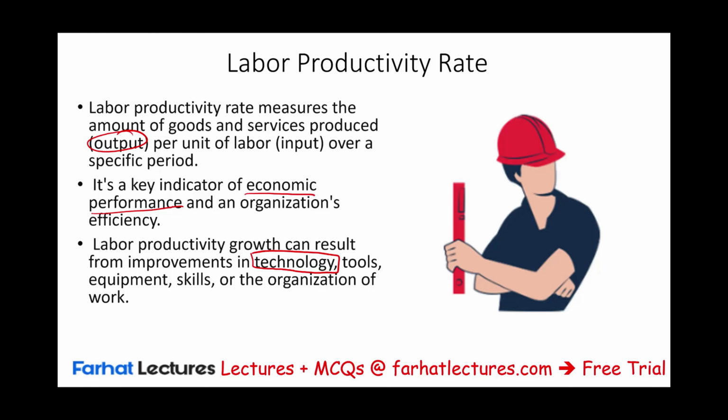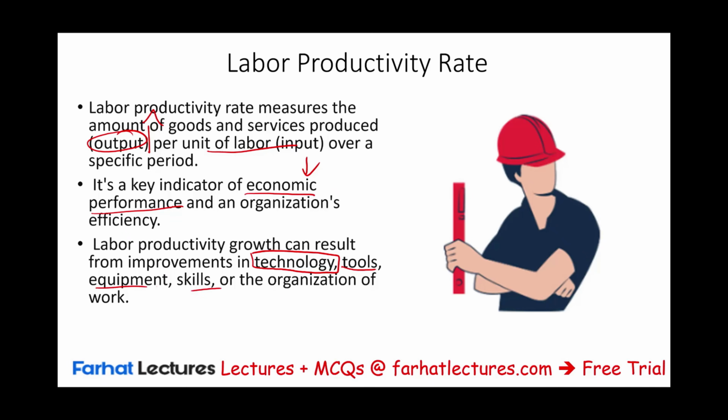So with technology, your output goes up, your unit of labor, the input, might stay the same or even go down. And this is what's going to happen with AI. If AI replaces jobs, the output will go up and the labor would go down. You can improve it with technology, tools, equipment, skills.